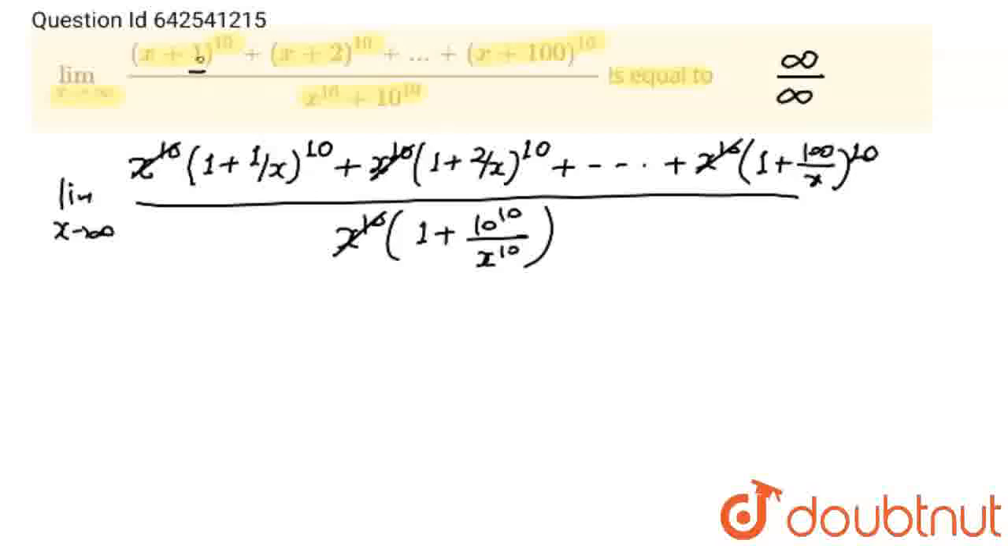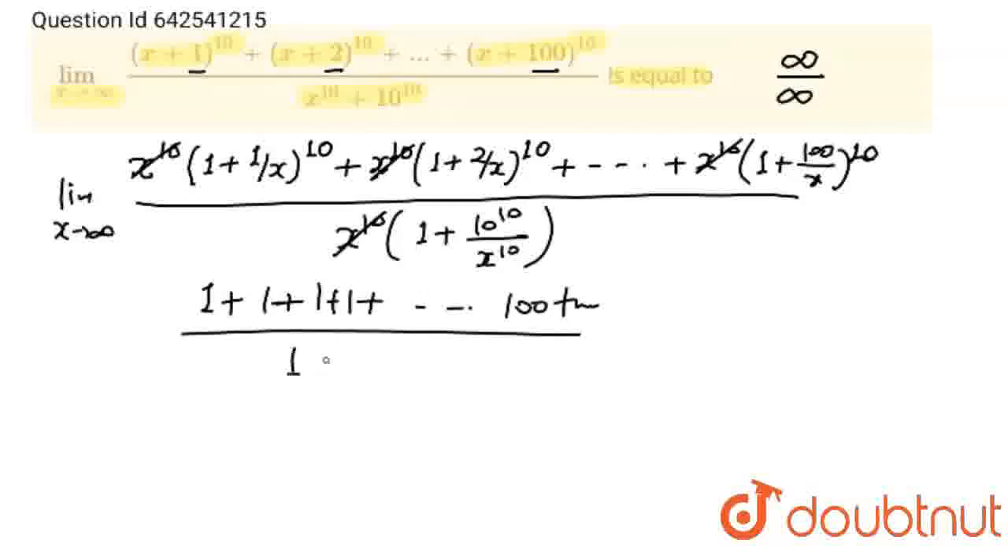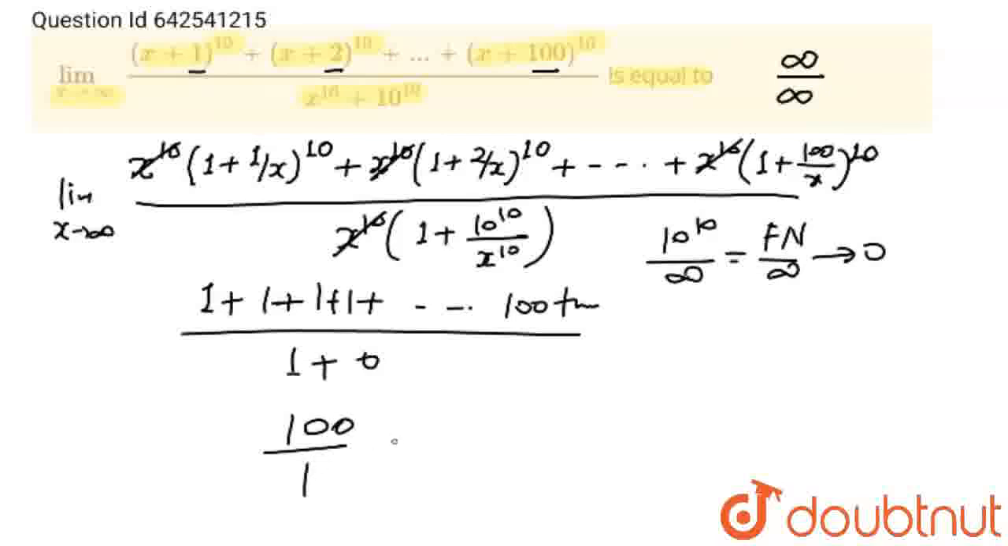This is the first term, then there is 1. This is the second term, then there is 2. And there is the 100th term. It means there are 100 terms. So 1 plus 1 plus 1 plus 1 plus, till 100 times, upon 1 plus 10^10 upon infinity. This is a finite number, upon infinity will tend to 0. So the addition of 100 times will be 100 upon 1, and 100 is our final answer.